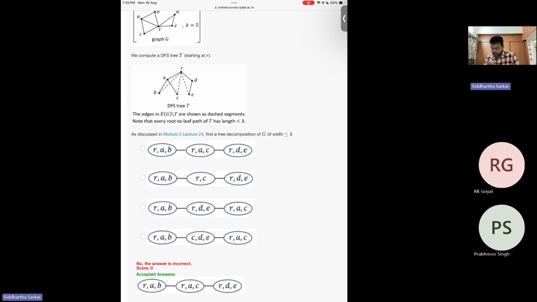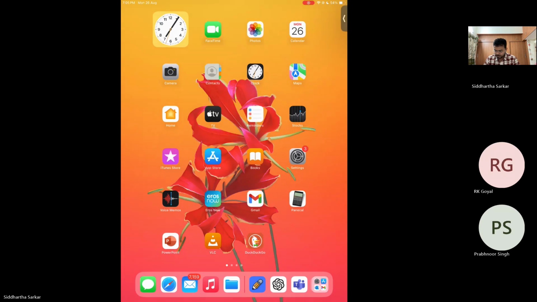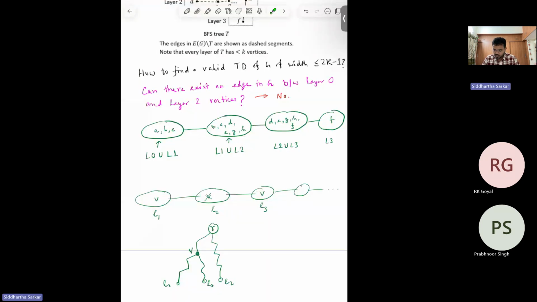RAB, then there's a bag RAC, then there's a bag RDE. So if you retain this order of the discovery of the leaves in your order of the bags, then such a situation will not arise that there are two bags like this where there is a common vertex, but there is another bag in between that doesn't have that vertex. That cannot happen because of retention of the discovery of the leaves in the bag formation.